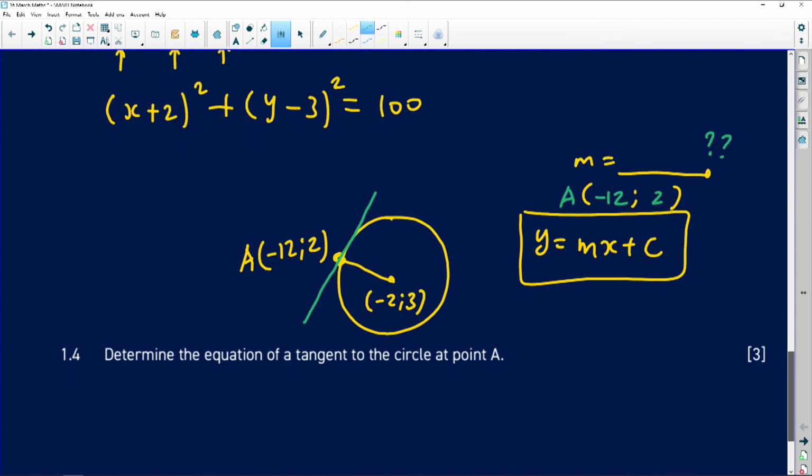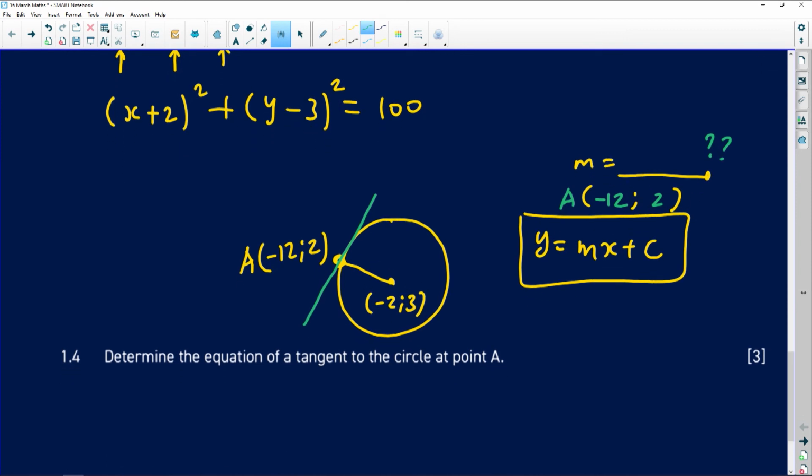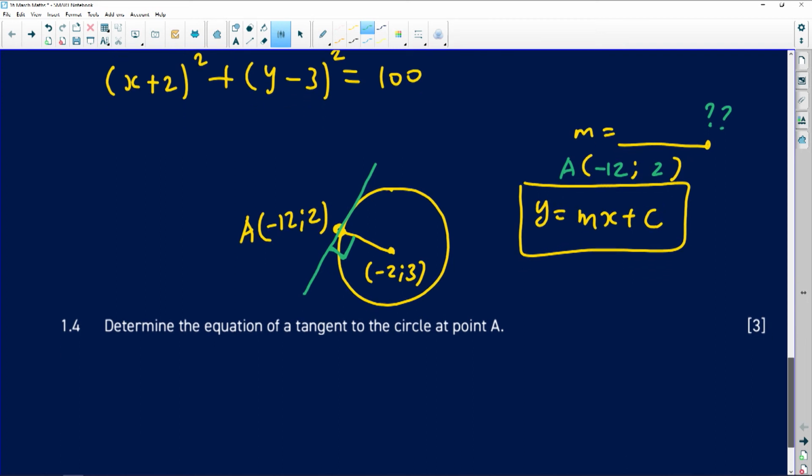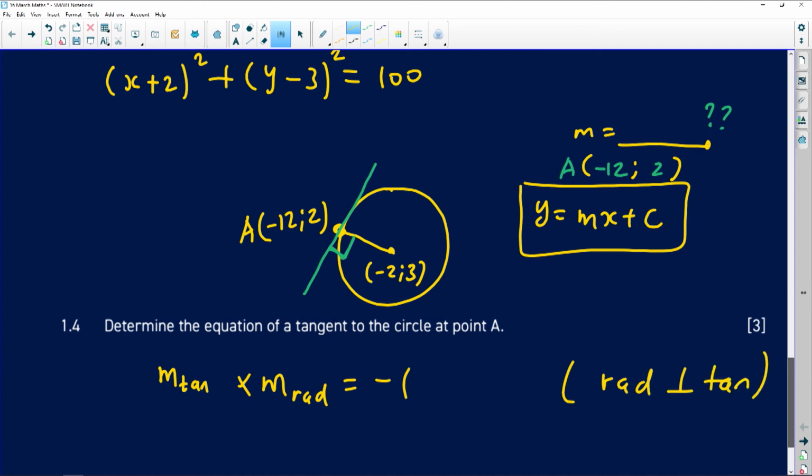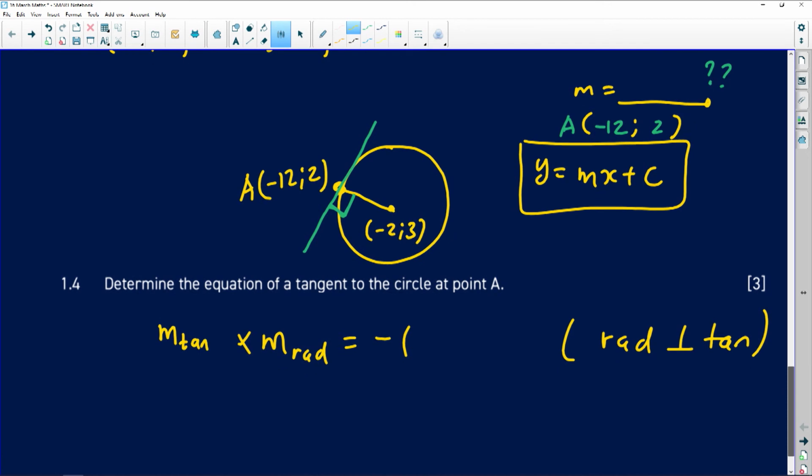Well, no complications there. What I'm simply going to use is the fact that a tangent is perpendicular to a radius. And we know in analytical geometry that when two lines are perpendicular to each other, you can find the gradient of the other one by using the fact that m1 times m2 has to give you -1. So the gradient of the tangent multiplied by the gradient of the radius must give us -1, because a radius is always perpendicular to the tangent. This is the knowledge that we gathered from Euclidean geometry, right? So what is the gradient of the tangent? The gradient of the tangent is the one that you're looking for.